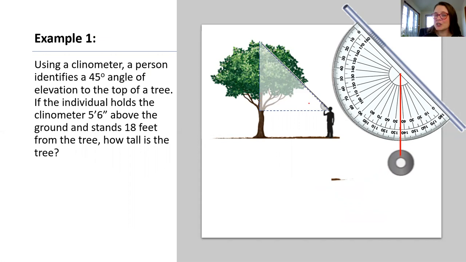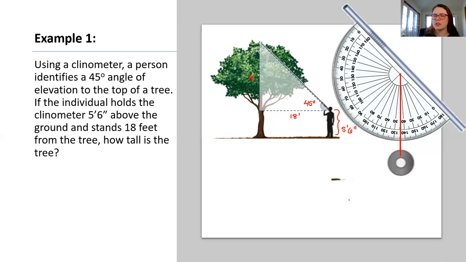So angle of elevation is the first thing you want to label in our diagram. And if a diagram's not given to you, always draw a diagram out. Okay, it's going to help you a lot. I'll try to give diagrams for at least the first little bit. So sketch a diagram. So we know we have 45 degrees here. Okay, the individual is standing this distance. They're standing 18 feet from the base of the tree. And the height to their eye is 5 feet 6 inches. We want to know what is X.